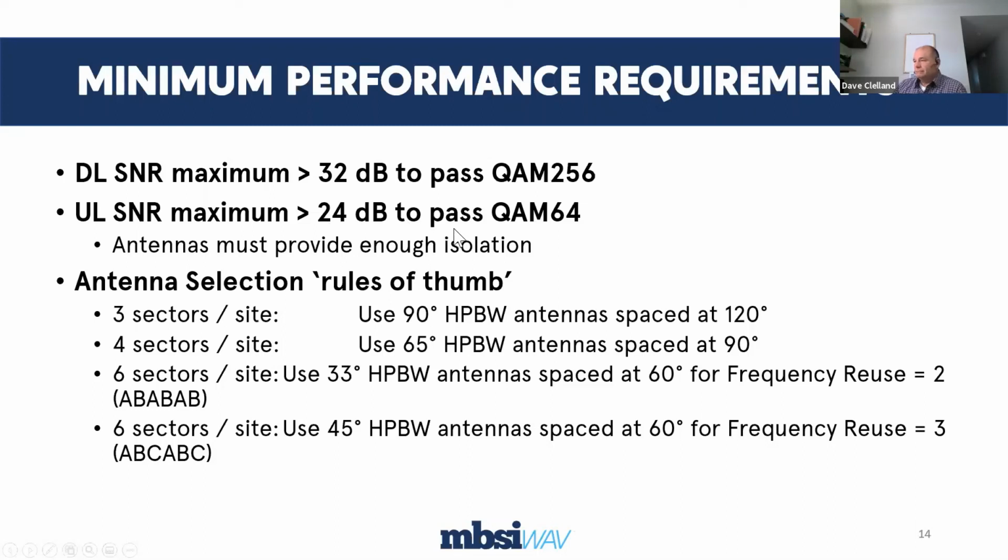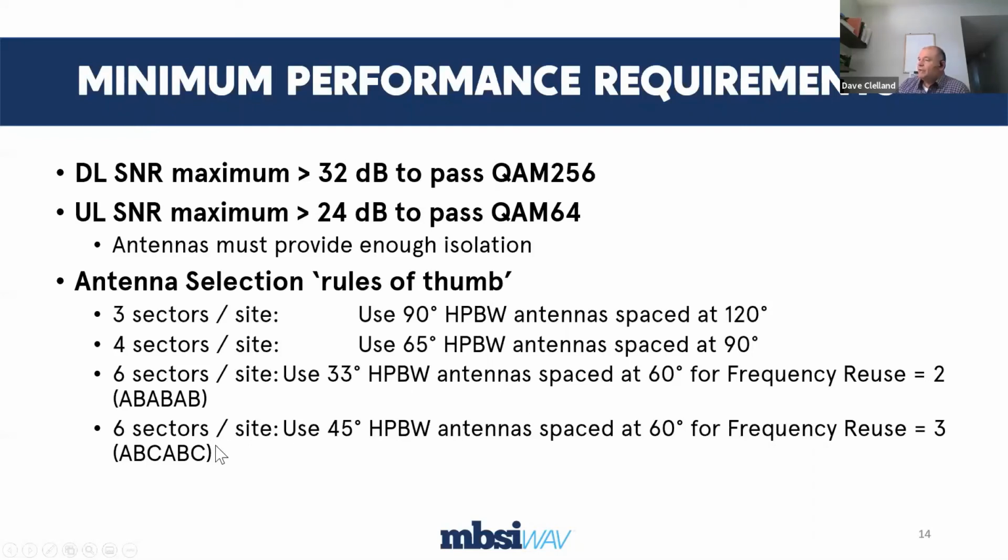So the rule of thumb is that on 3 sectors per site, I want to use 90-degree half-power beamwidth antennas spaced at 120 degrees. On a 4-sector site, I want to use 65-degree half-power beamwidth antennas spaced at 90 degrees. If I want to put up 6 sectors, and I have only 2 frequencies that I can use, I need to make sure my arrangement is F1, F2, F1, F2, F1, F2 around my 6 sectors, then I need to use 33-degree half-power beamwidth antennas spaced at 60 degrees.